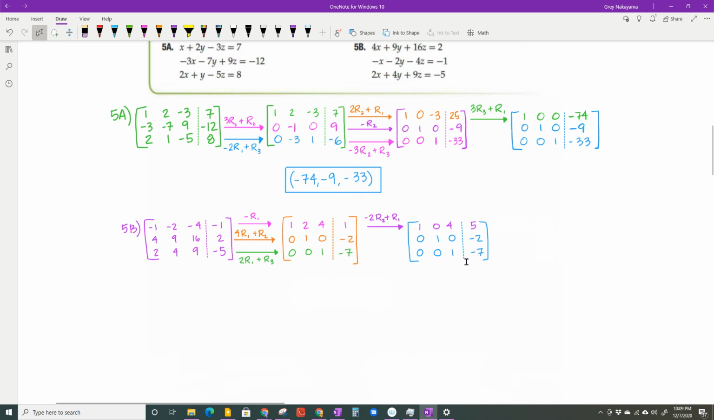All right, so I'm going to multiply row 3 by negative 4 and add it to row 1. So the bottom two rows stay the same. 0 plus 1 is 1. 0 plus 0 is 0. Negative 4 plus 4 is 0. And so now I have negative 4 times negative 7, which is 28, plus 5 is 33. We got another 33. Okay, so my ordered triple is going to be 33, negative 2, negative 7.